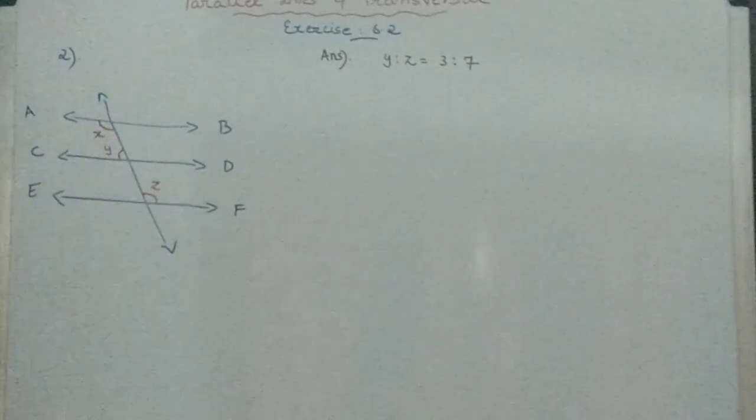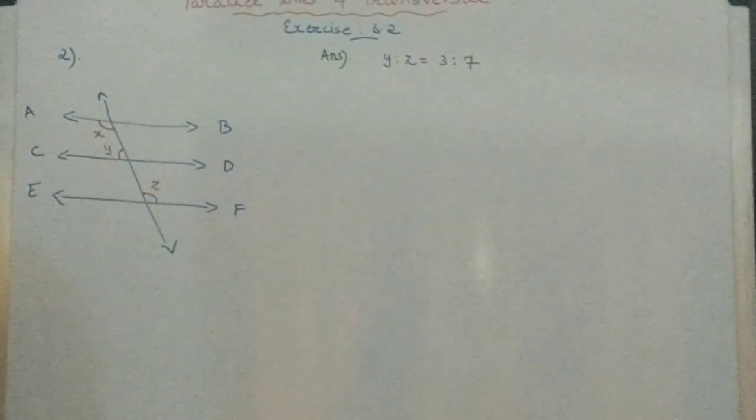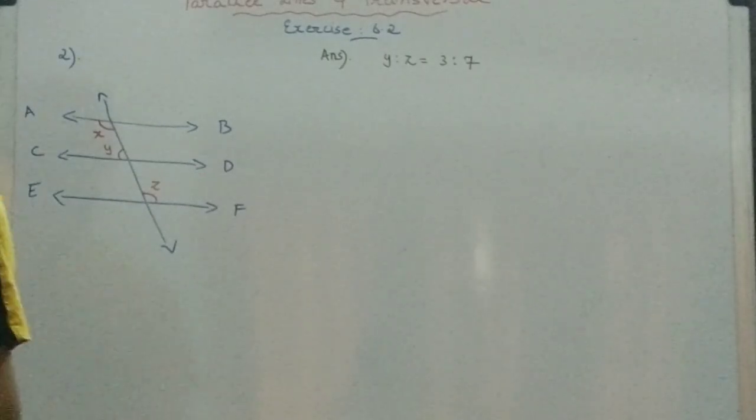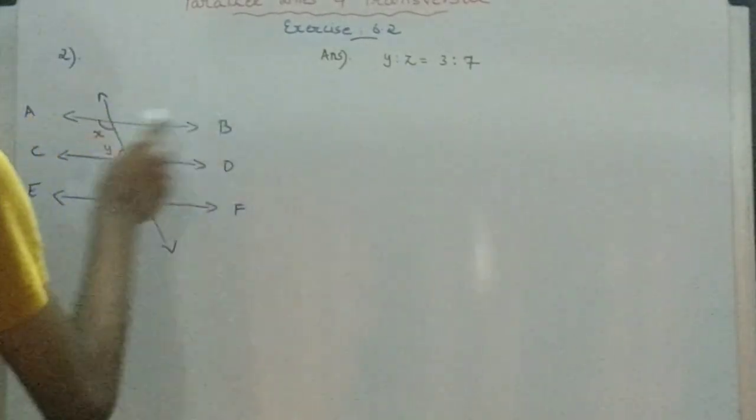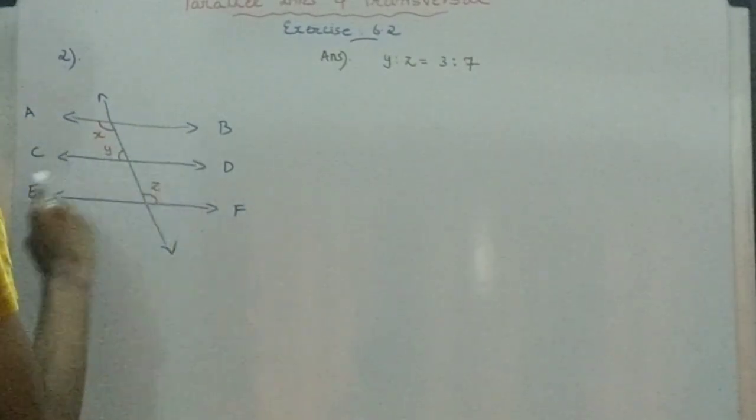So now let's see our exercise number 6.2, second question. Okay, so the question is, in the figure, if AB is parallel to CD and CD is parallel to EF, and it is given that y is to z is equal to 3 is to 7, then find the value of x. Okay, so here if you see, AB is parallel to CD and CD is parallel to EF.